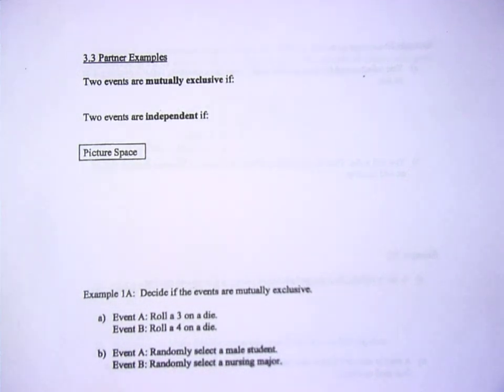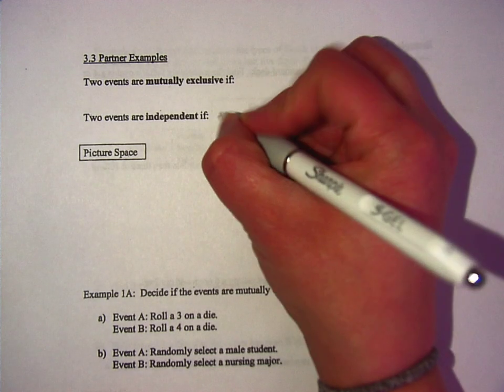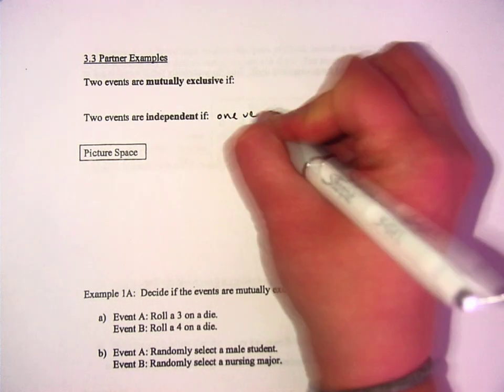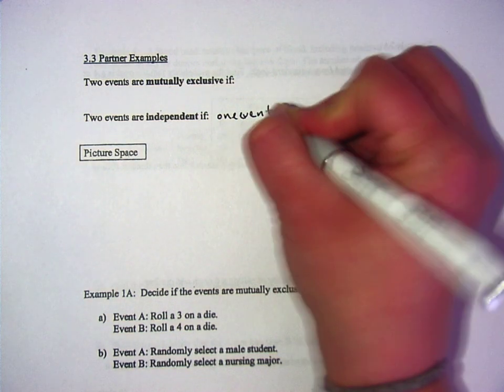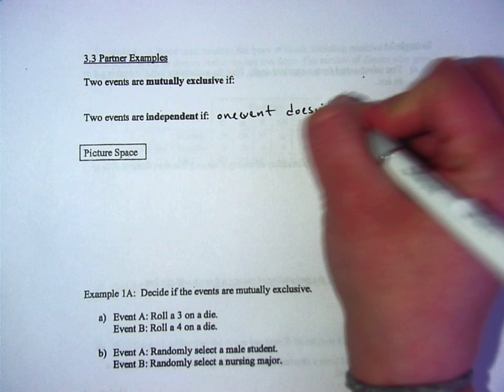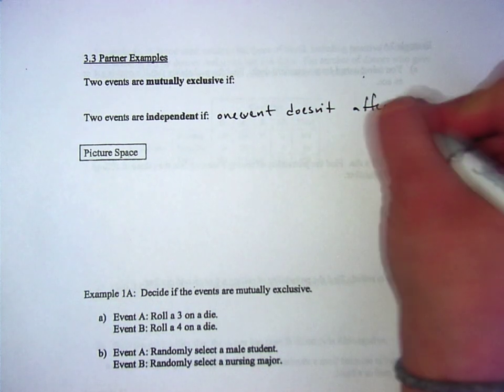So, we know this, right? What makes two events independent? Do you guys remember? What does it mean if two events are independent? Yeah? They're not related to one another. Right. One event doesn't affect the other.